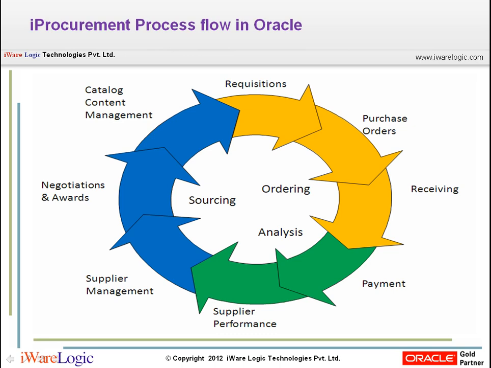In the iProcurement process flow, the process is divided into three major parts: ordering, analysis, and sourcing. In ordering, requisitions, purchase orders, and receiving transactions are taken care of. In analysis, supplier performance, reporting, and payment related processes are taken care of. And in sourcing, supplier management, negotiations, purchase orders, quotations, and catalog content management processes are taken care of.